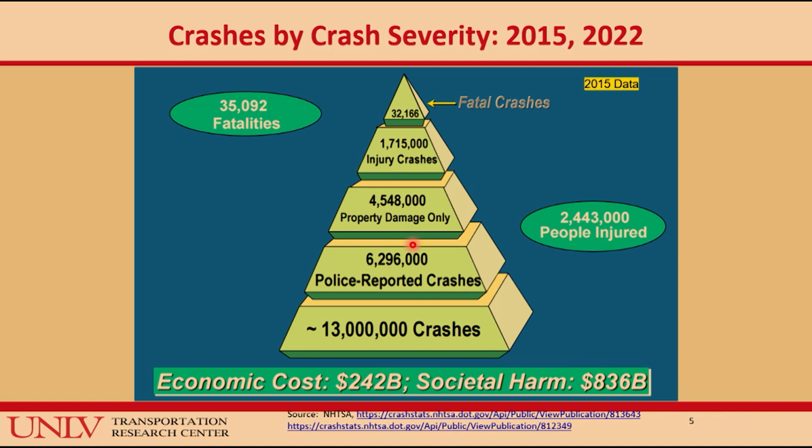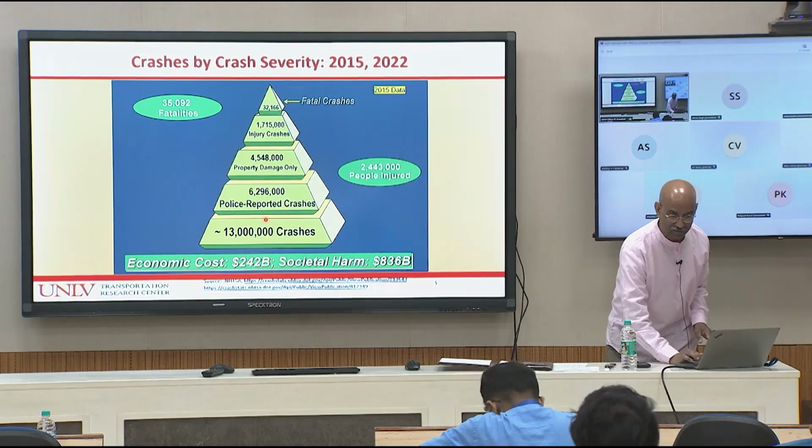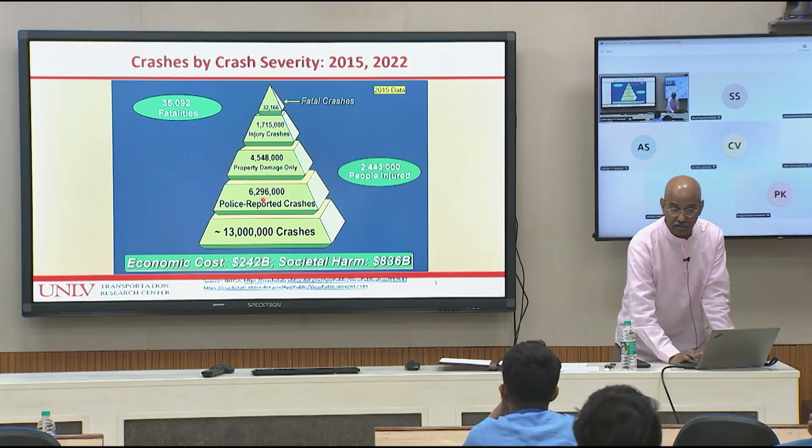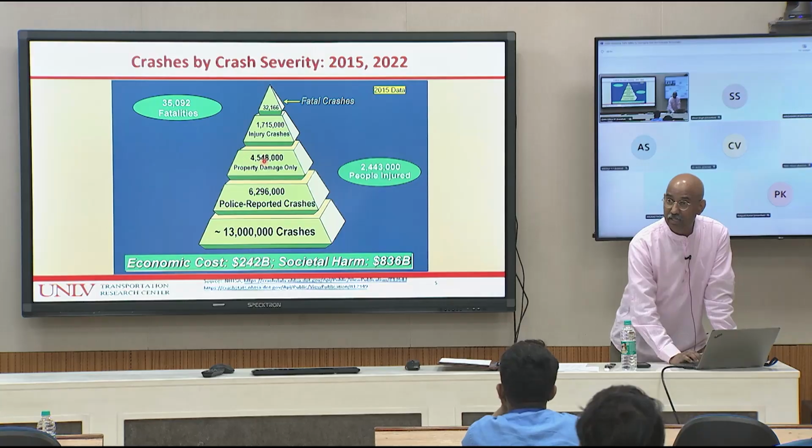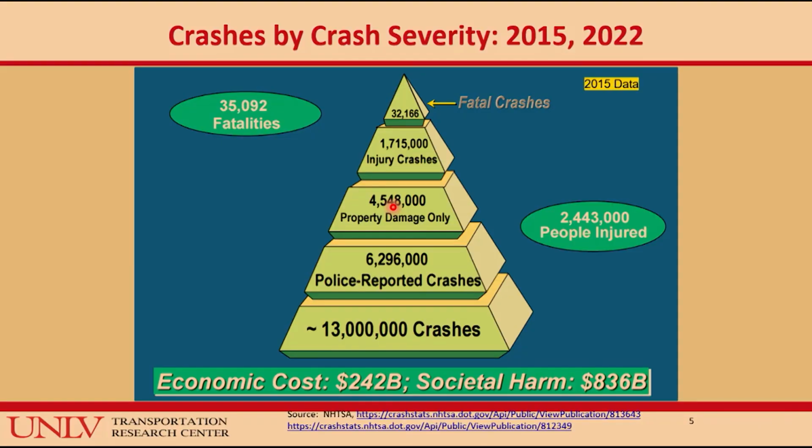I gave you a conceptual schematic figure yesterday, then I gave you another one which said 10 to the power of 12, 10 to the power of 8, 10 to the power of 6. These are actual data from 2015 and 2022. If you look at the bottom of the pyramid, there were about 13 million crashes. About half, 50%, were police reported, which means there are 50% even in the United States that are not reported. So that's why this is an estimate. And of these 6.3 million, 4.6 million, so about 75%, were just property damage.